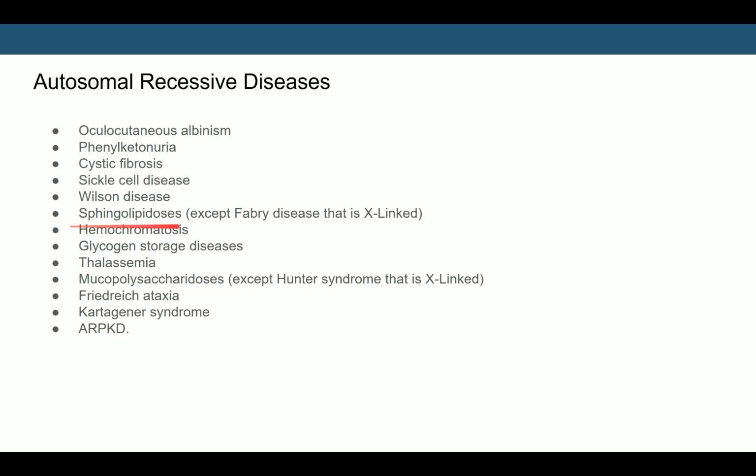So here for sphingolipidoses, they are all autosomal recessive diseases except for Fabry disease. That's going to be X-linked. And for mucopolysaccharidosis, they are all autosomal recessive diseases except for Hunter syndrome. That is X-linked. And I will also give you an easy way to remember this again in a minute.